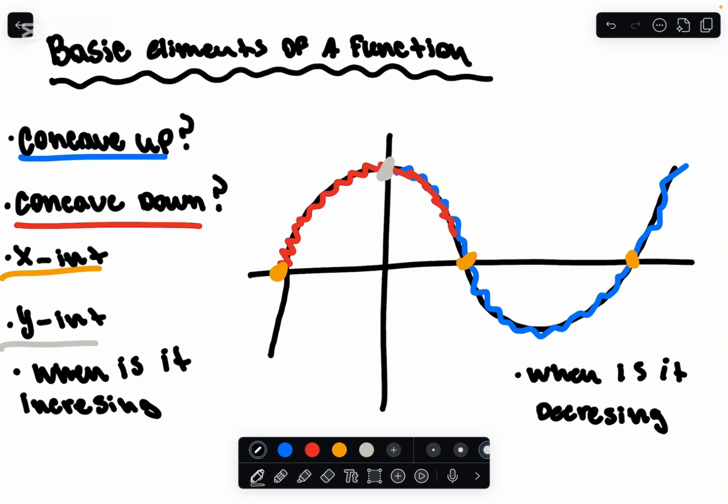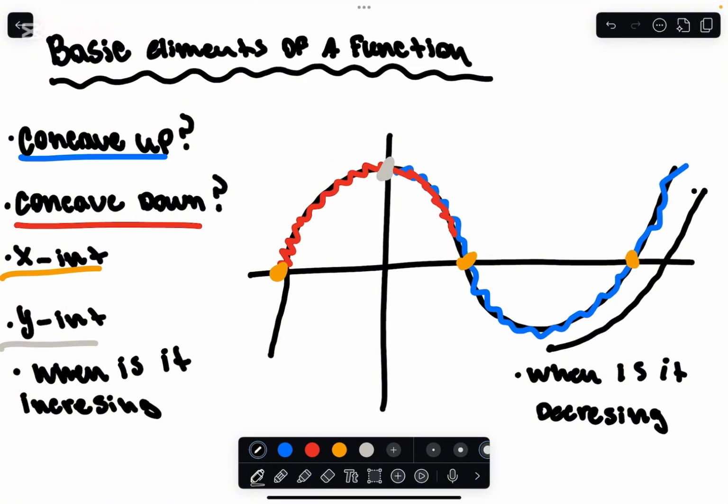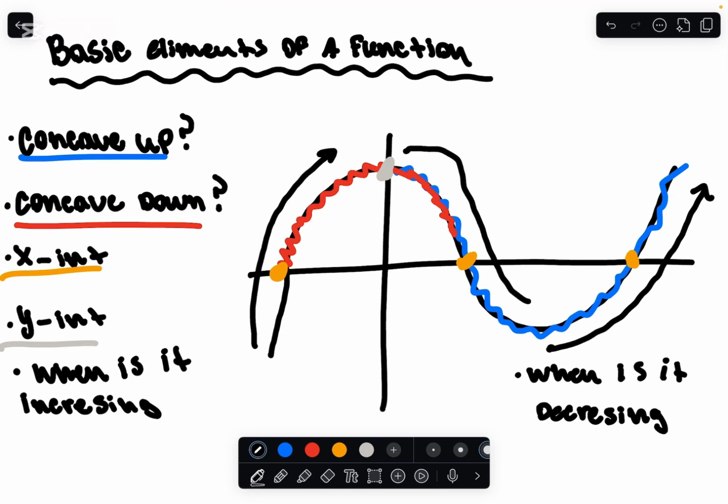So, our last two questions. Where is the function increasing and where is the function decreasing? Based on the graph, we can assume that from here onwards it's increasing, as well as here, it's increasing. Now, from here to here, it's decreasing.